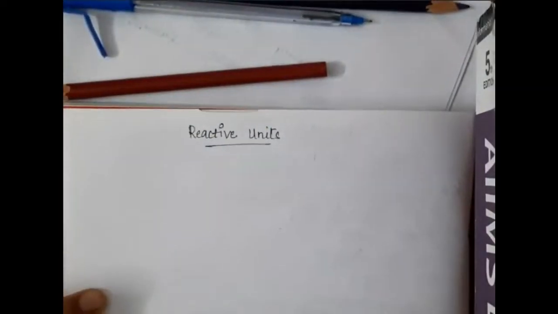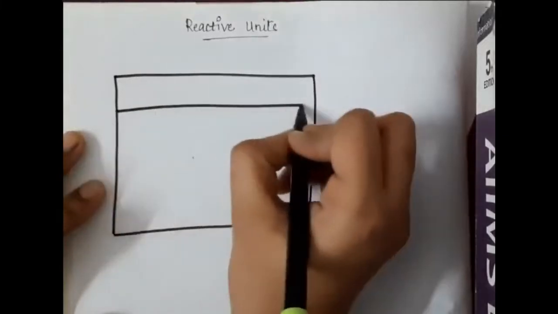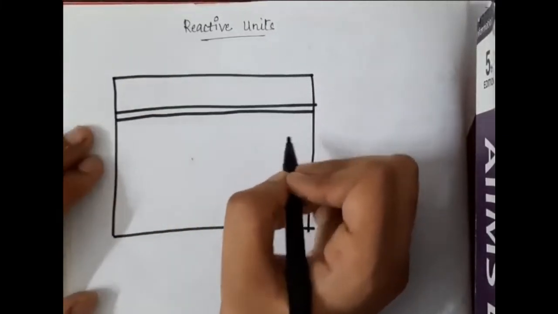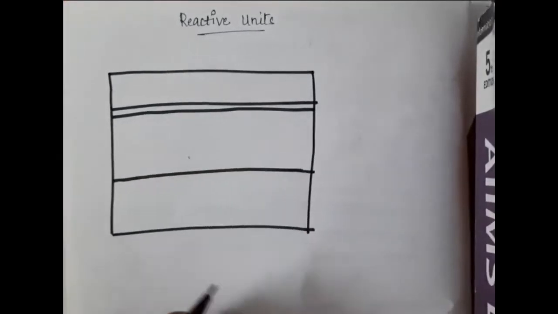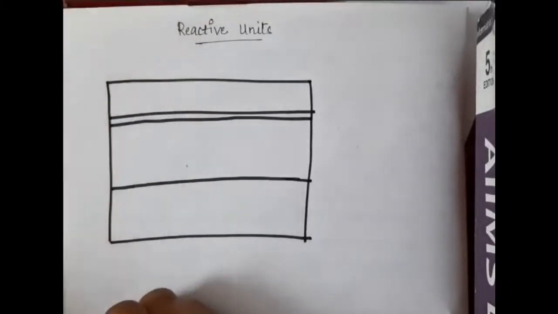In the reactive units, first I will draw a picture so that we will understand what a reactive unit is. So this is the skin, and the upper part is epidermis. Then epidermis and dermis are separated by the dermoepidermal junction in between, and then the lower one is subcutaneous tissue.